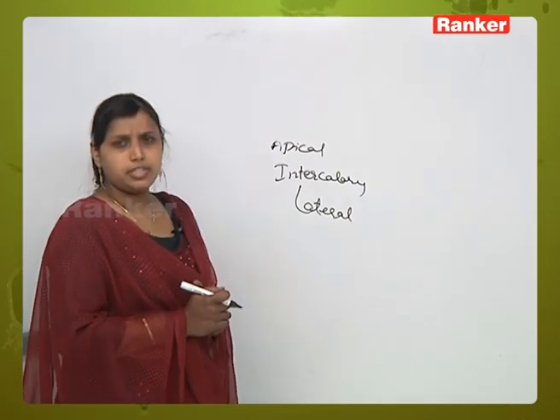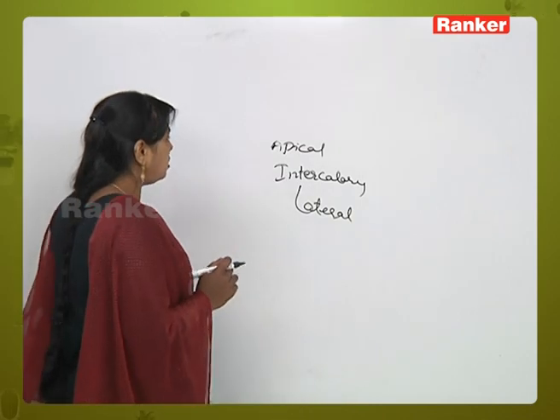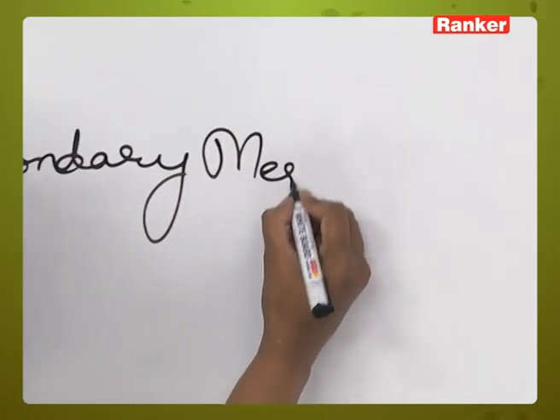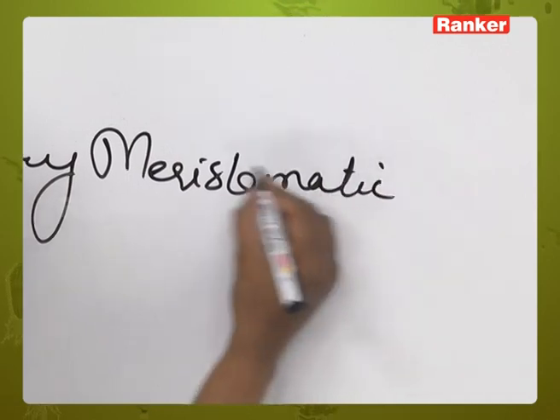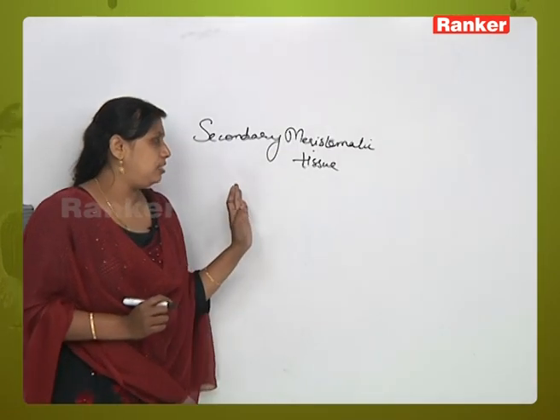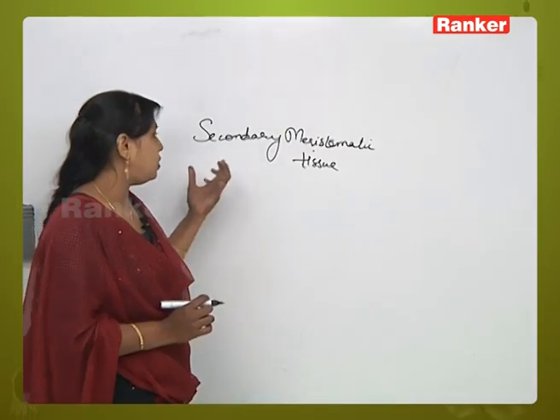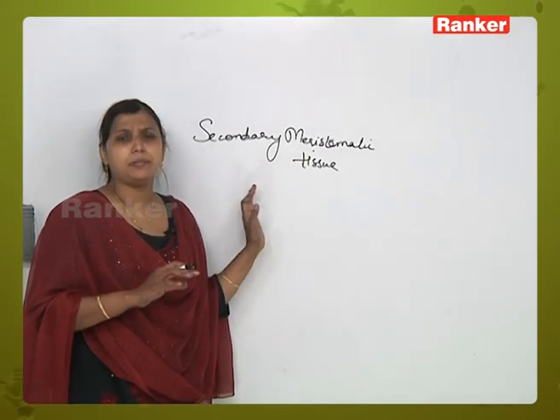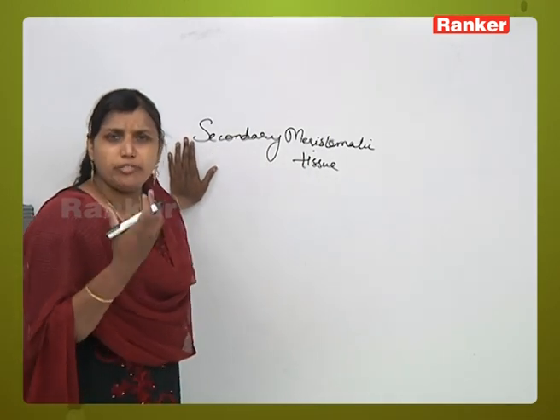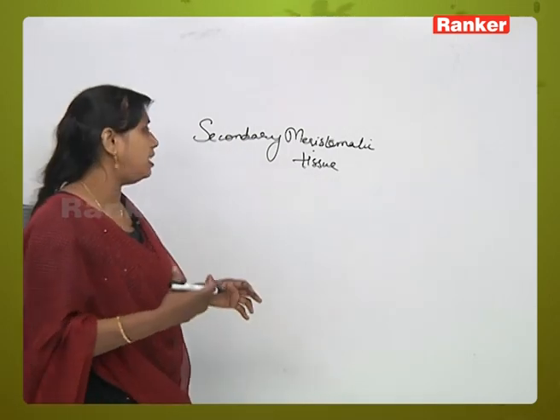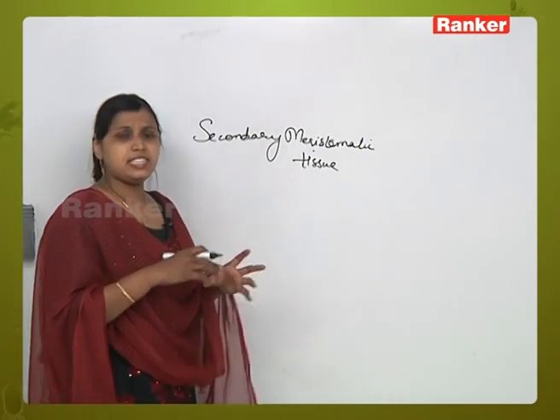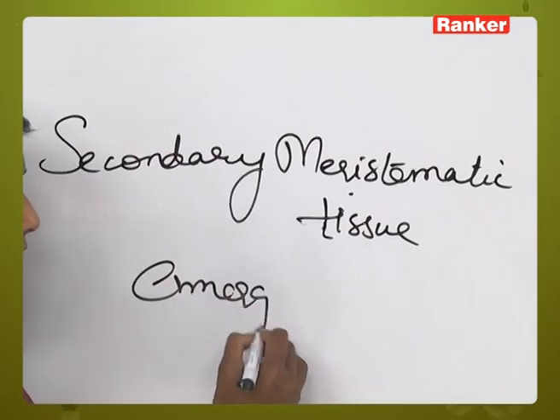Now another type of meristematic tissue which we have said earlier we will be discussing is secondary meristematic tissue. Now what is this? This type of tissue may be defined as those tissues which are derived from the permanent tissues which have already undergone differentiation, and these tissues are not present from the beginning of the formation of the plant. These tissues come into existence at the time of any kind of emergency.